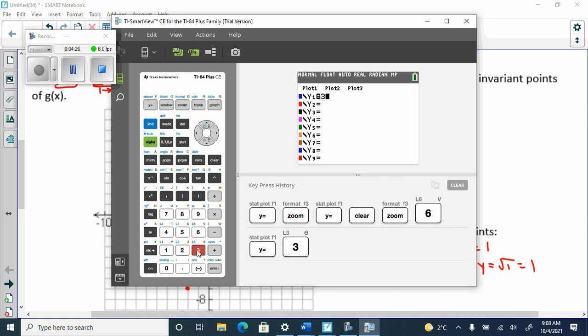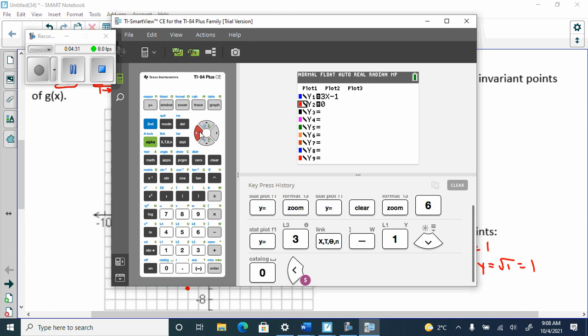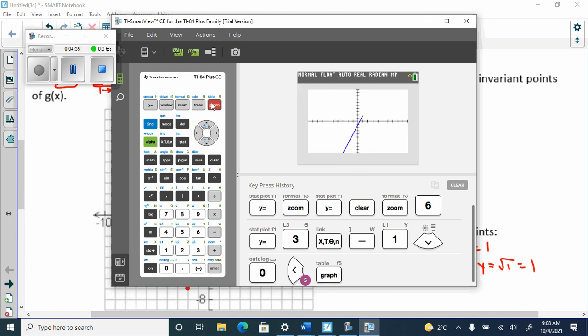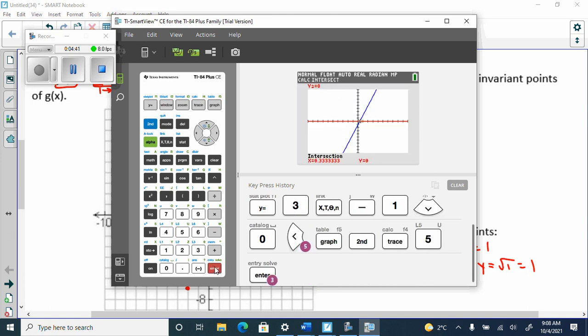So we have 3x minus 1, and then we have 0. And then I told you to go over here if you don't have the colors and hit enter so it makes it thicker. And then you have the graph. And then you go second, trace, 5, enter, enter, enter, and it gets me 0.33333, correct? Then I want to know what that is as a fraction. I know it's 1/3 in my head, but some people don't.